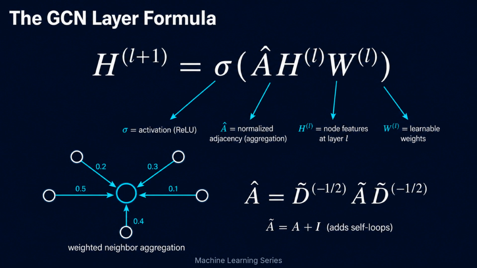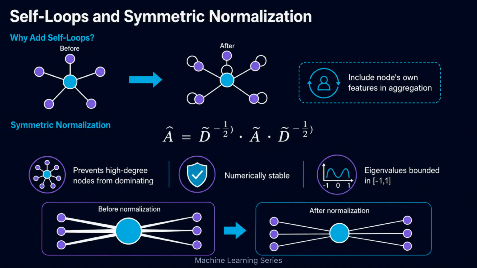The normalization in A hat, which is D tilde to the negative half times A tilde times D tilde to the negative half, where A tilde is A plus identity for self-loops, ensures that the aggregation is properly scaled regardless of node degree. 2 design choices make GCN work well in practice. First, we add self-loops by computing A tilde equals A plus I. This ensures that when we aggregate neighbor features, we also include the node's own features. Without self-loops, a node's own features are dropped from its update entirely, only neighbor features survive, and an isolated node with no neighbors would end up with nothing at all.